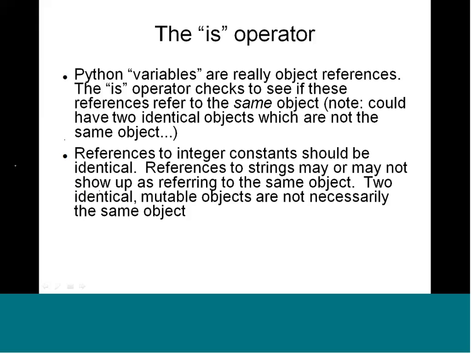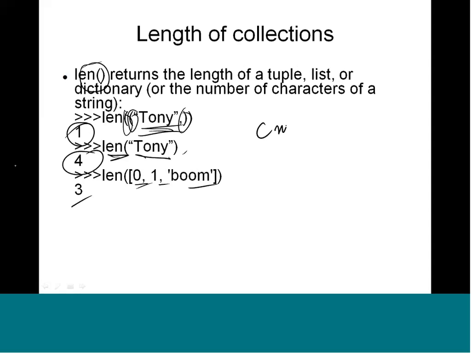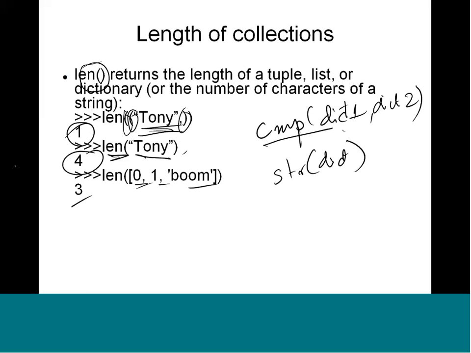So let me talk about some of the built-in operators, dictionary functions and methods. len is one of them. The other one is cmp. The usage is cmp(dict1, dict2). This method compares these two dictionaries and sees whether they are the same or different. We can also have str(dict), which is a conversion from the dictionary to a string.